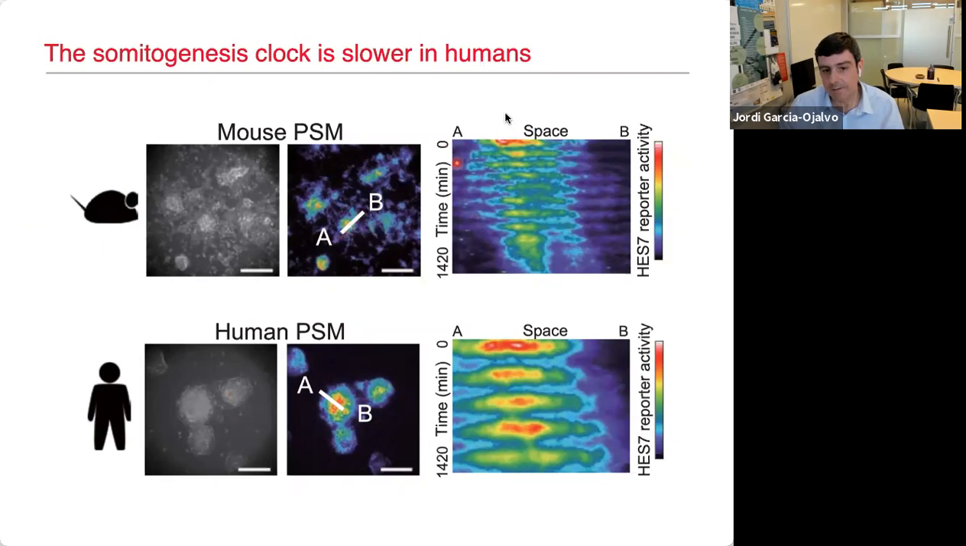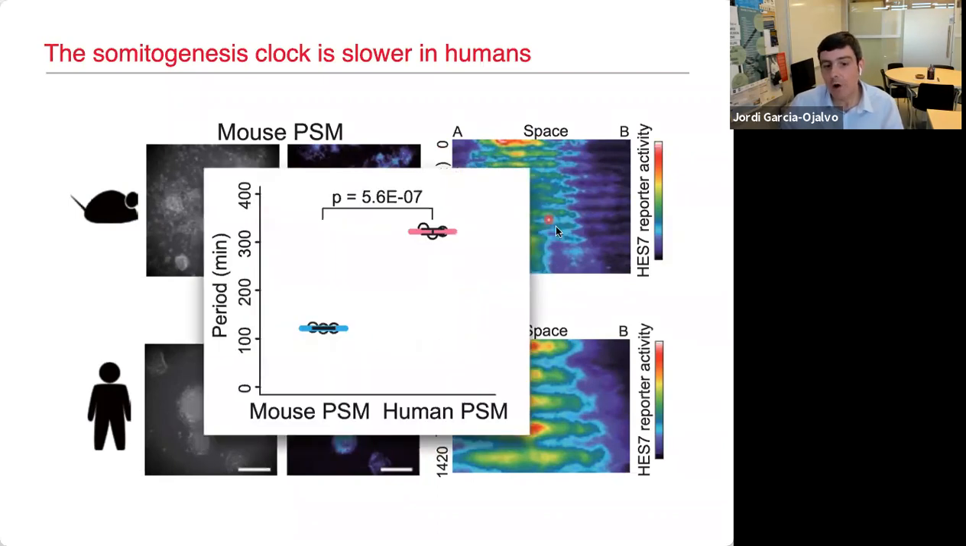This is space, and this is time. And as you can see, as time progresses, the cells are oscillating. And you can very clearly see that the oscillations from the human cells are slower. So here we only have 5 oscillations, here we have almost 10, okay, on the order of 10. This is the same time scale. So indeed, we know that the somitogenesis clock is slower in humans.